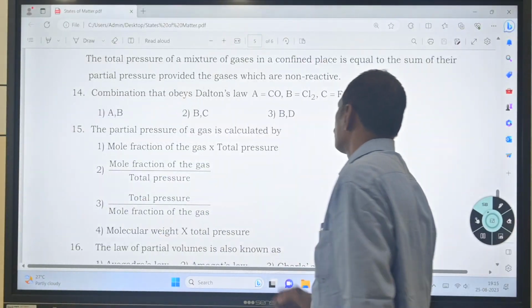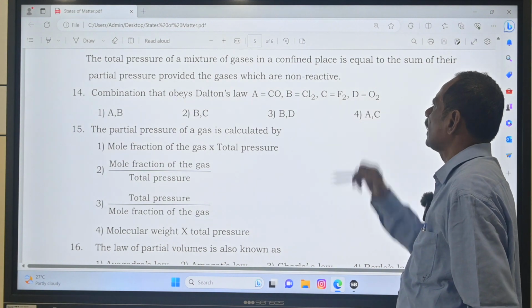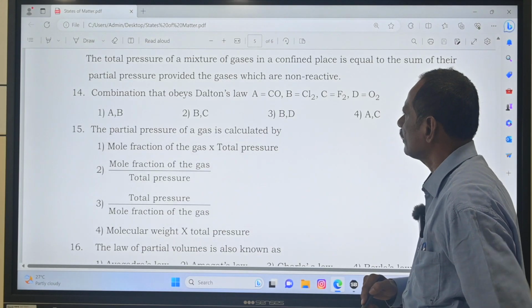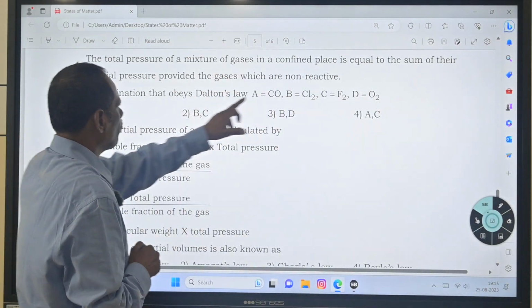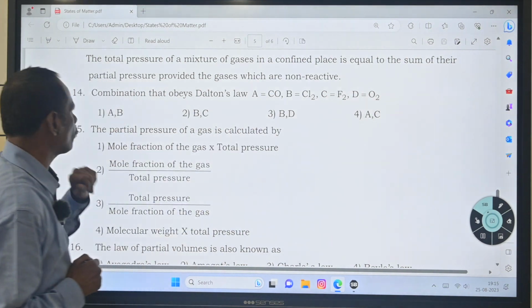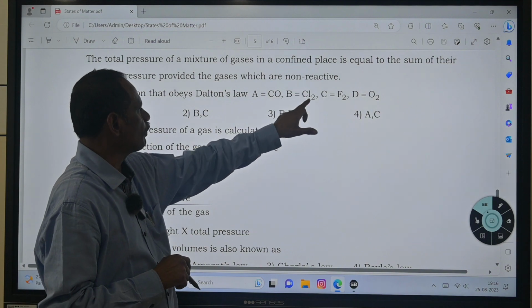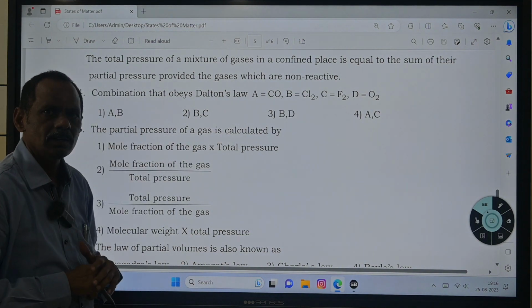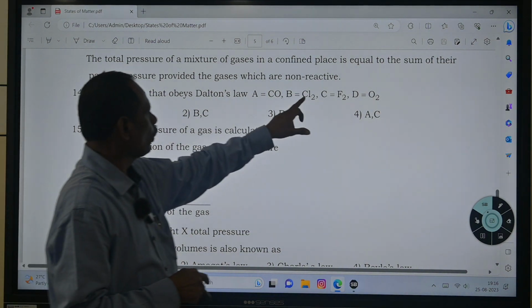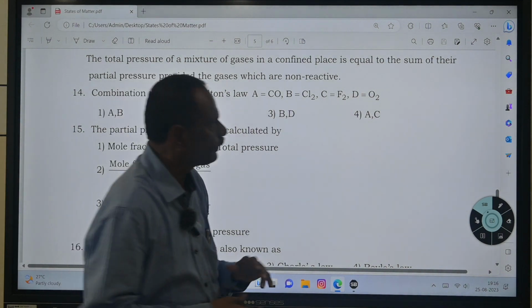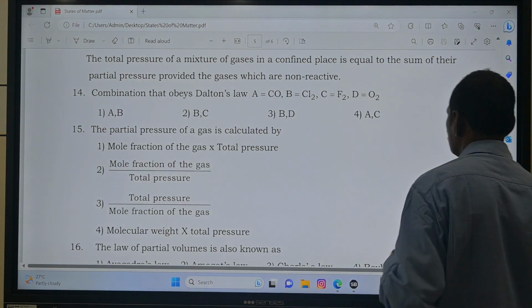The gas A is carbon monoxide, gas B is chlorine, gas C is fluorine, gas D is oxygen. If A and B are combined, carbon monoxide plus chlorine, is Dalton's law applicable for the mixture of carbon monoxide and chlorine, A and B? No, because chlorine reacts with carbon monoxide and it forms carbonyl chloride.